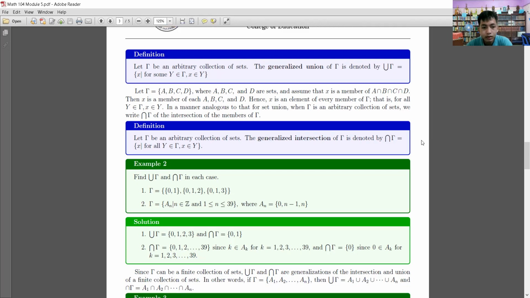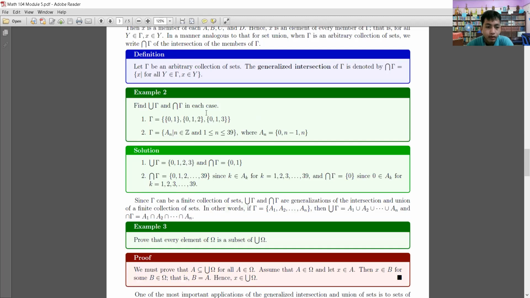Okay? So, example. So, let's find the generalized union and generalized intersection. So, yung number 1, yung tau natin is the set containing the sets {0, 1}, {0, 1, 2}, and {0, 1, 3}. So, yung generalized union is lahat lang ng elements ng mga nasa set. So, pagsasama-samahin lang natin yung mga elements ng kada set. So, here we have 0, 1, 2, 3, lahat ng mga elements nila.